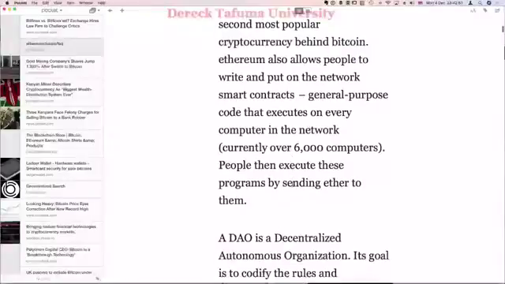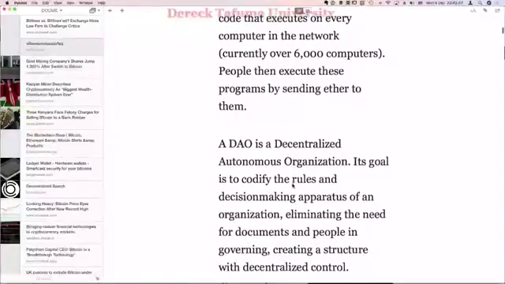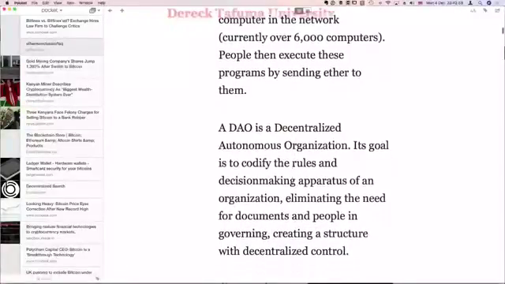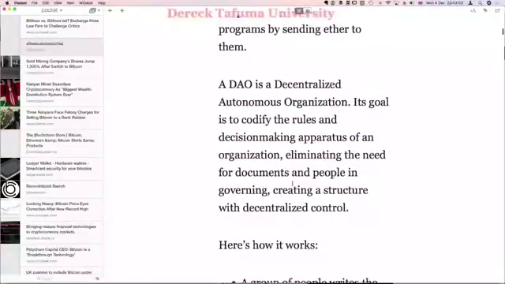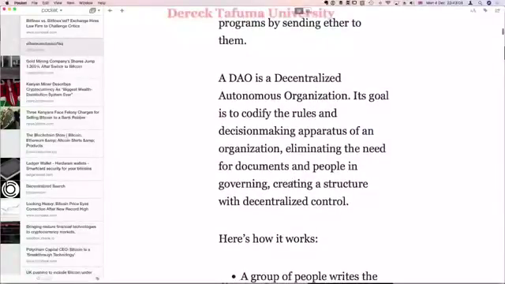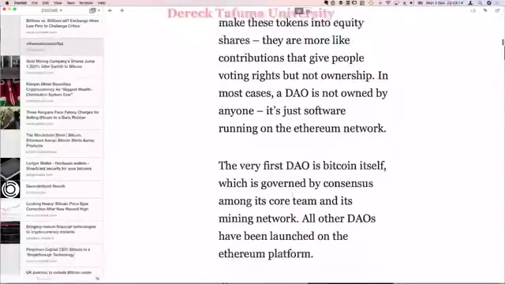Currently, there are over 6,000 computers. People then execute these programs by sending Ether to them. A DAO is a decentralized autonomous organization. Its goal is to codify the rules and decision-making apparatus of an organization, eliminating the need for documents and people in governing, creating a structure with decentralized control. So that's the DAO. Now, what happened to it?